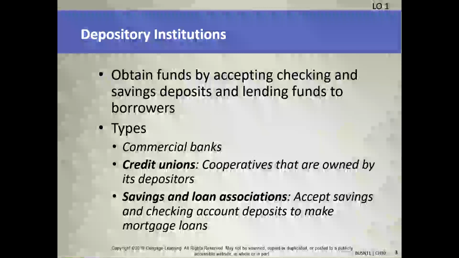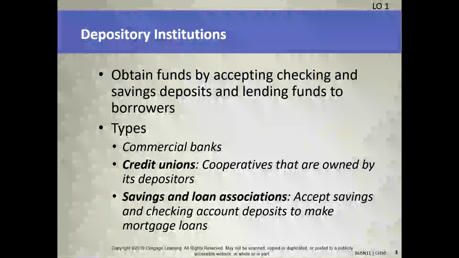Okay. Now, depository institutions obtain funds by accepting checking and savings deposits and lending these funds out to borrowers. So, if you want to think about this in a practical sense, we'll think about a group of five people who each have $1,000 that they want to put into their savings. So, they each have $1,000, and then maybe we have a business that needs to borrow $2,500 for some type of venture. So the five individuals who have their $1,000 to save, they go to the bank and they deposit this $1,000, and the bank takes in a new $5,000.